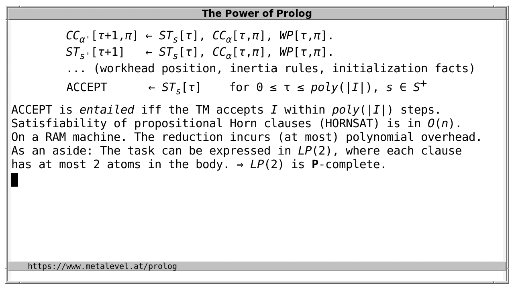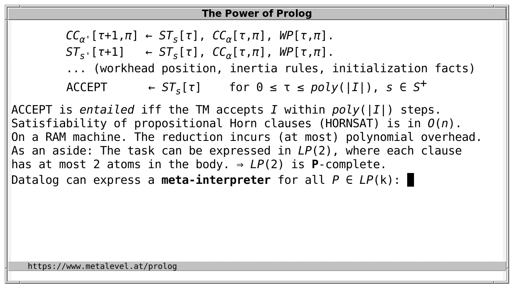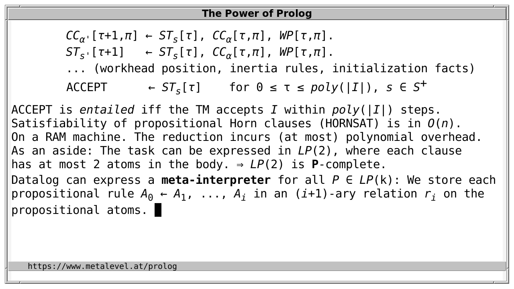And now to the complexity of Datalog. Datalog can express a meta-interpreter for all propositional logic programs with at most k atoms in clause bodies. And it works like this. First, we store each propositional rule as an EDB relation where we relate the body to the head in arguments of the relation. All arguments are propositional atoms, so this works.